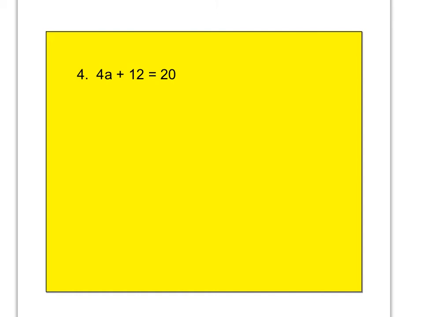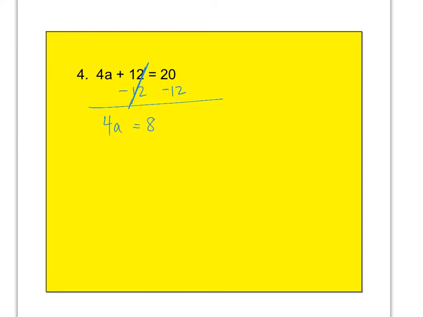So in this case, the first step that we need to do is, I see the constant is 12, and I want to move that away from the a. It's a positive 12, so the opposite would be minus 12. The positive 12 and the negative 12 will cancel. We'll be left with 4a on the left. 20 minus 12 is 8.